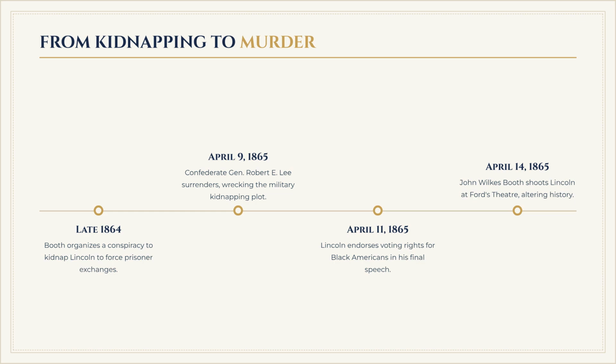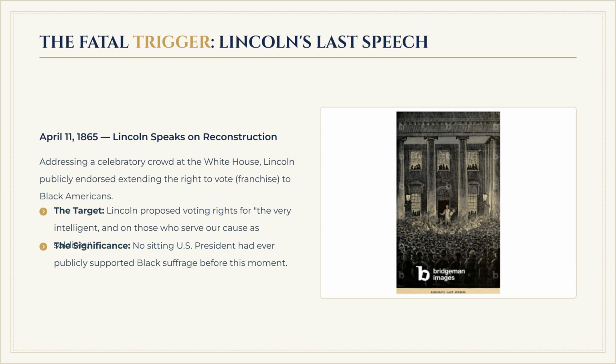The narrative of the assassination shifted from a failed kidnapping plot in late 1864 to a fatal act of murder in April 1865, following Lincoln's public endorsement of voting rights. On April 11, 1865, Lincoln made a historic speech where he proposed voting rights for black soldiers and the highly educated, a moment that marked the first public support for black suffrage by a sitting president.